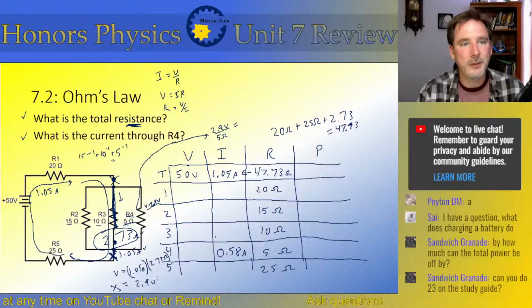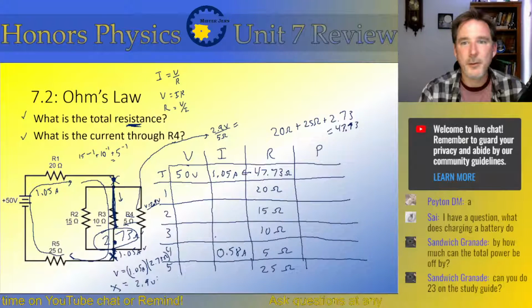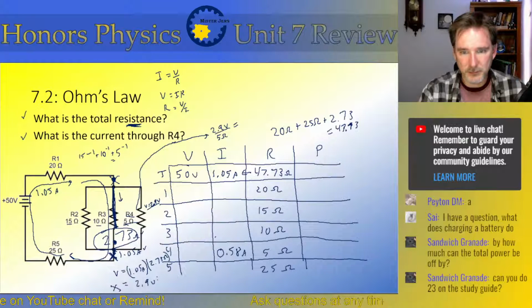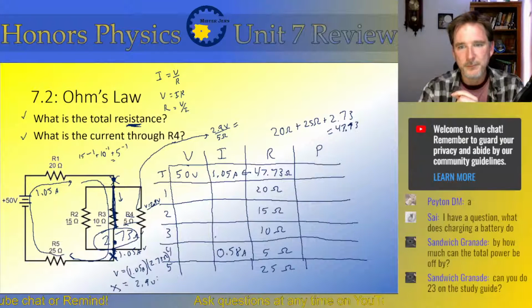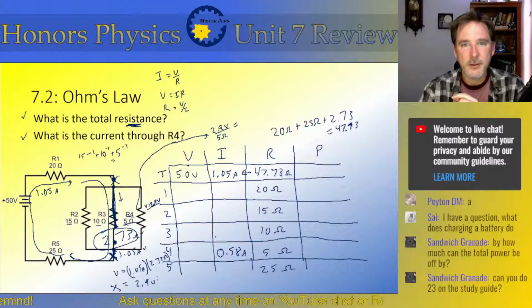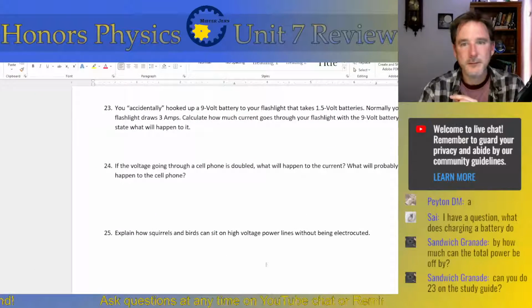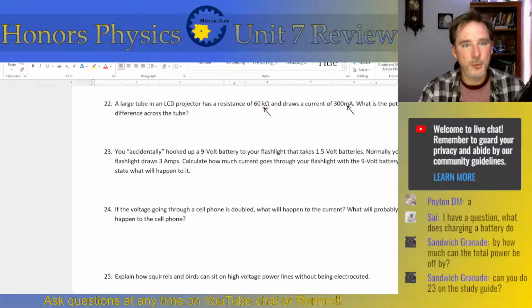Oh, probably. Guess what I did not prepare for? Let me open that up. The guide. You would have thought I would have prepared for this. Unit 7 review. Okay. Number 23, I can attempt it. Oh, is that the one where you accidentally hook up a 9-volt battery to your flashlight? Yeah. Okay. Let me see something really quick.